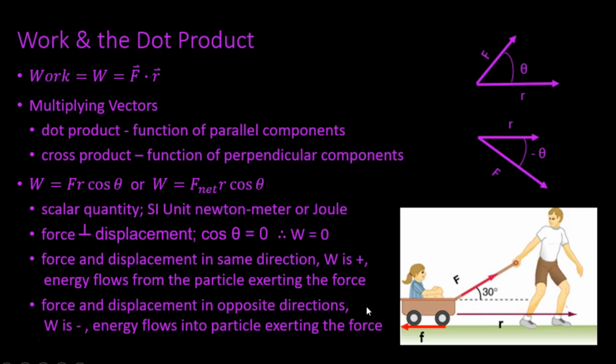Now let's take a look at the friction force. Notice that the ground is exerting a friction force that is parallel to the displacement vector but in the exact opposite direction. In this case, work is negative, and that means that the energy flows into the particle exerting the force and out of the particle that's feeling the friction force. So in this case, the friction force is causing energy to flow out of the wagon and into the ground.